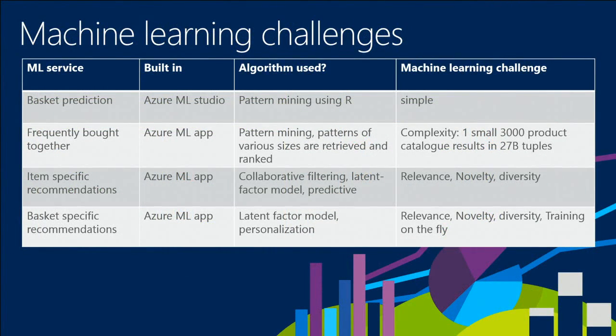So what is actually happening here? Let's take 5 minutes here and talk about how this actually happens. Like I mentioned, the basket prediction is done in the studio, and we'll see what it is. It's basically doing some pattern mining. Okay? It's a mining thing which you can do with current tools as well.